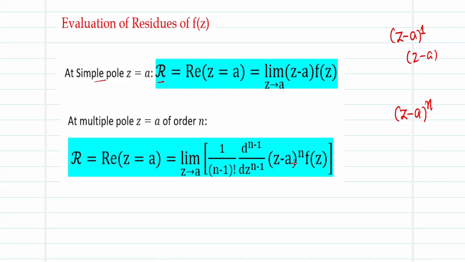When you multiply by this factor, it gets cancelled off and the remaining quantities will be estimated at the value z is equal to a. So the two formulas which we will have to remember or memorize in this section are the residue of a function at a simple pole z is equal to a and at a multiple pole z is equal to a of order n. If these two formulas are memorized, then we are ready for the set of problems to be carried out in this set of videos.